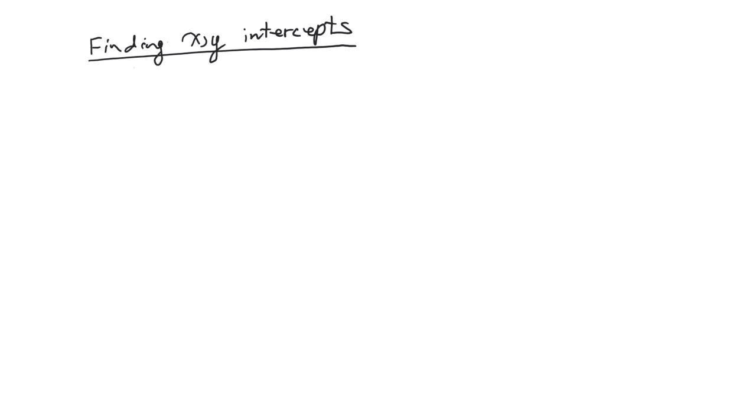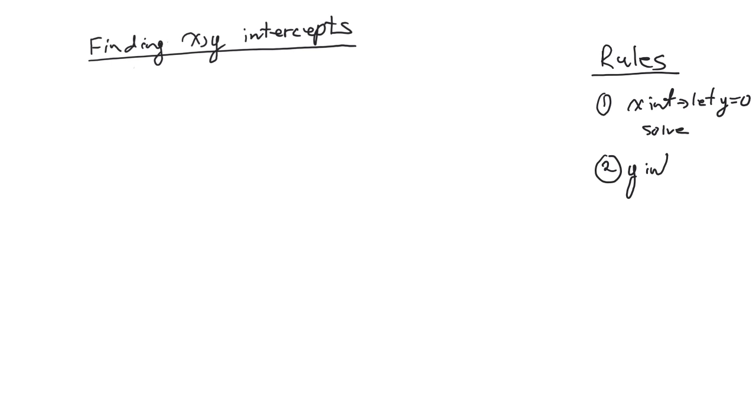So when we're talking about finding the x and y intercepts, we have two rules that we must follow. And those rules are given by this. One, if we're finding the x-intercept, we must let y equal 0 and then solve. Two, if we're looking for the y-intercept, we must let x equal 0 and then solve for the remaining letter. Now, how do we go about that?